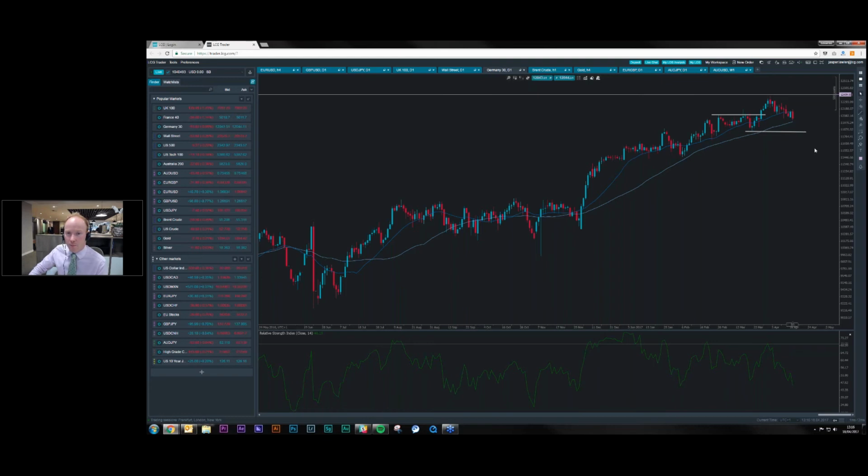Best as ever to follow the price action at the moment. It looks like the market's attempted to bounce, failed, probably heading down to retest this support down here at around 11,850.